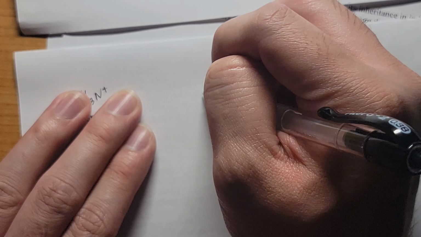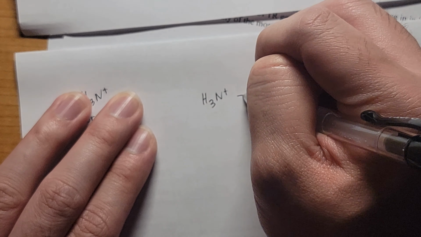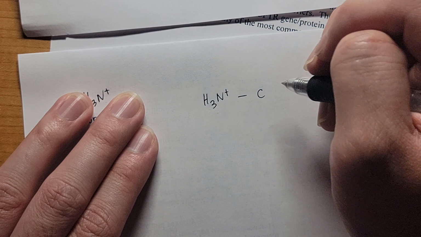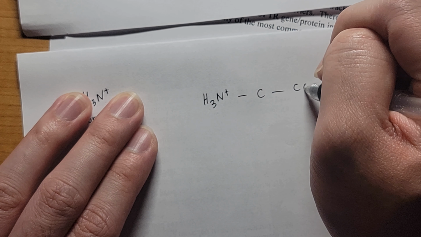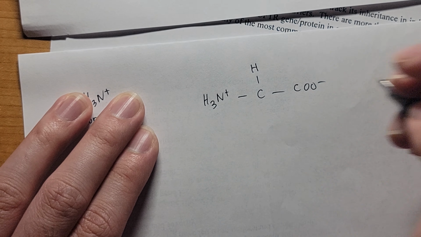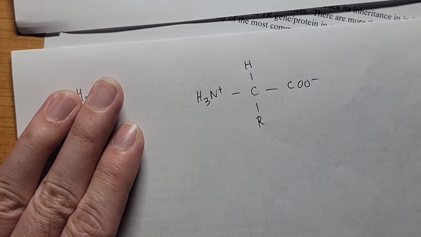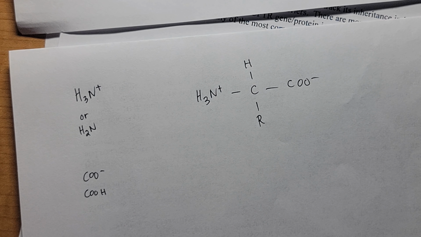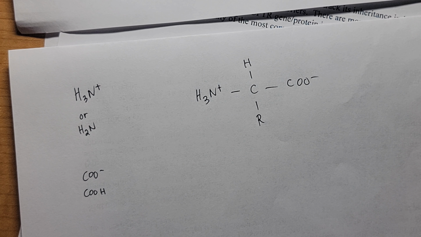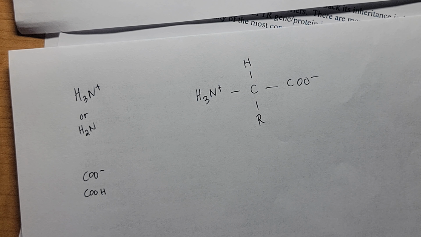An amino acid will have an amine group, a central carbon, and also a carboxyl group. It also has a hydrogen group over here, and then a specific R group. Now this R group is what gives the name of the amino acid, because it's very specific for each amino acid.